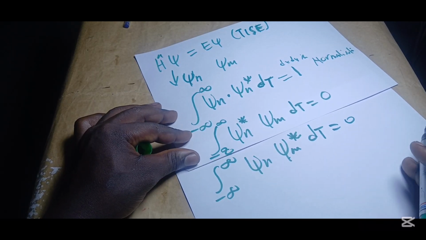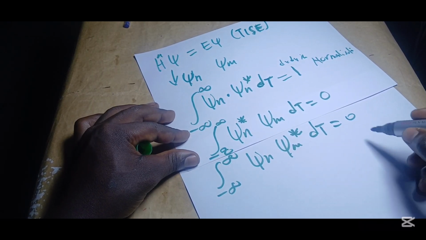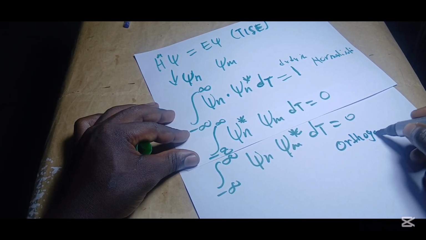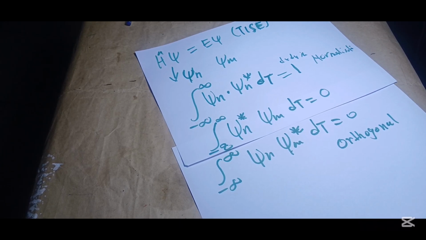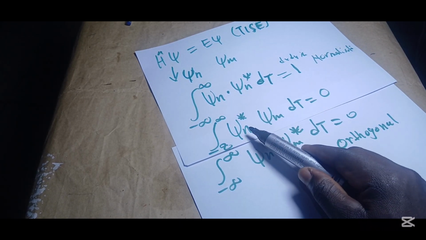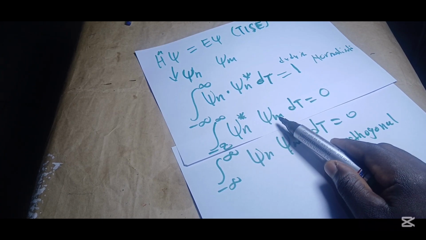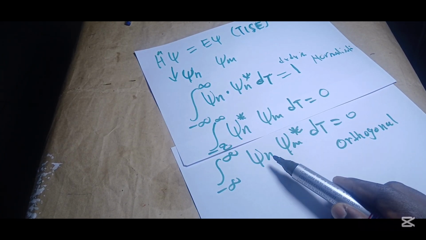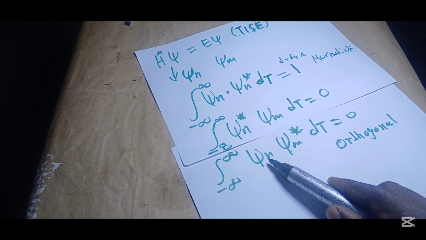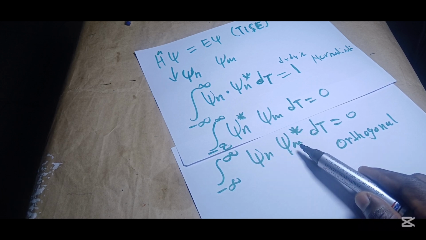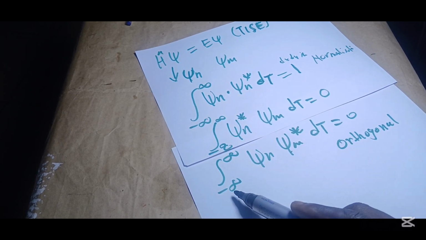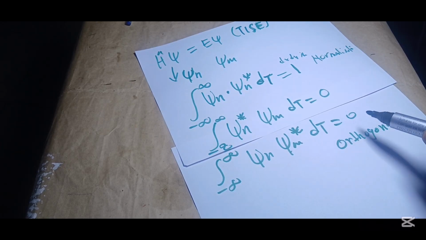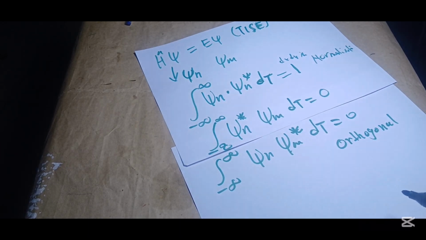Then we can say that the two wave functions are orthogonal to each other, depending on which one is the complex conjugate. Either psi n can be the complex conjugate and psi m the normal wave function, or the other way around. The same thing happens here. If psi n is the normal wave function and psi m the complex conjugate, the result of the integration from negative infinity to positive infinity being 0 tells us that these two wave functions are orthogonal to each other. So that is the orthogonality condition.